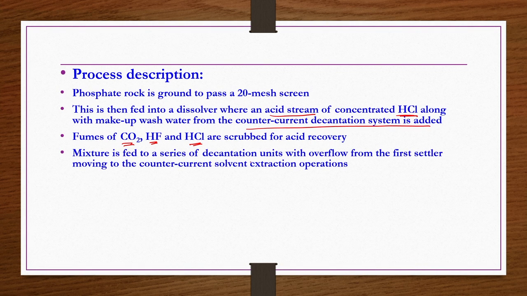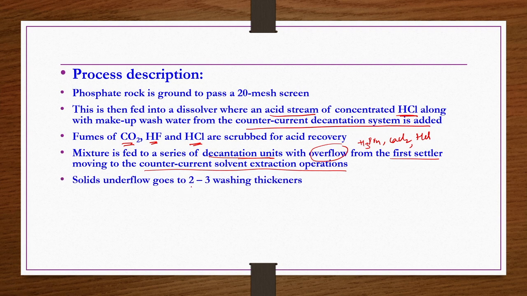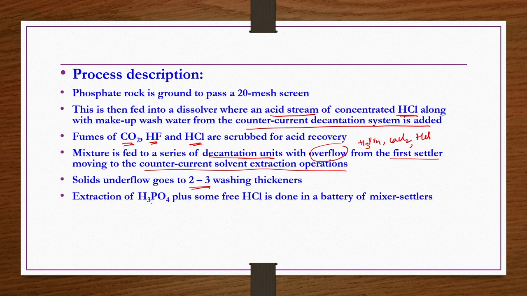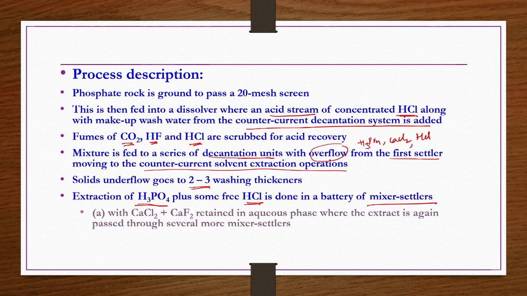Then the mixture is fed to a series of decantation or thickener units, with overflow from the first settler moving to the countercurrent solvent extraction operation. This overflow contains primarily H3PO4, CaCl2 and then HCl. Solids underflow goes to 2 to 3 washing thickeners. Extraction of H3PO4 plus some free HCl is done in a battery of mixer settlers. In the first one, calcium chloride and calcium fluoride are retained in the aqueous phase, where the extract is again passed through several more mixer settlers, B and C, as we have seen in this flowchart.